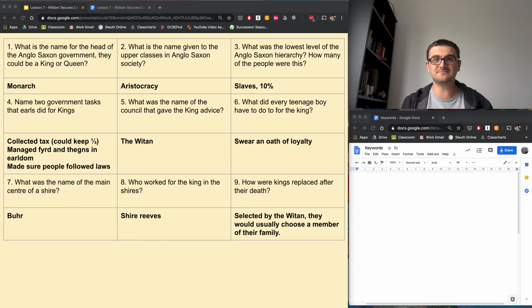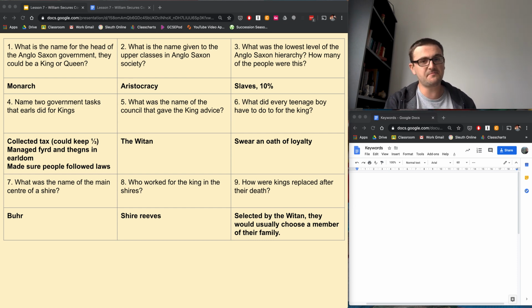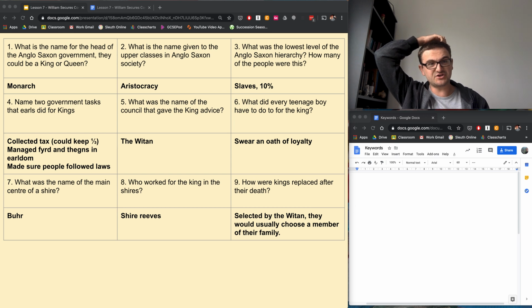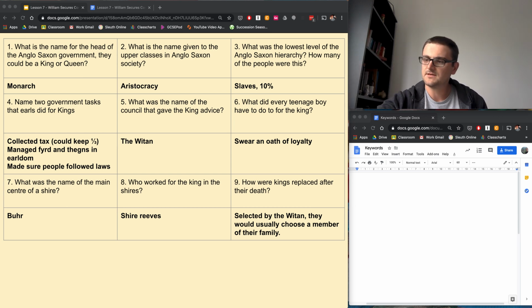5 is the witan. 6 is swear an oath of loyalty. 7 is a burh, and check your spelling on that, it's B-U-H-R. 8 is a shire reeve. And 9, Anglo-Saxon kings were selected by the witan, and they would normally choose a family member.